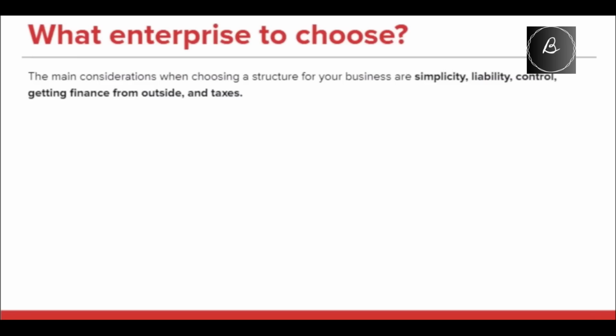How do you know what enterprise to choose? Every business structure poses different benefits and limitations. To find out the best option for your situation, you'll have to answer a few fundamental questions about your business. An example is, how big is your business now and what are your business development plans? The main considerations when choosing a structure for your business are simplicity, liability, control, getting finance from outside, and taxes.